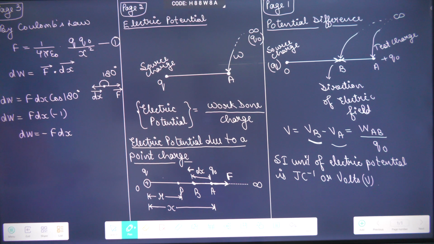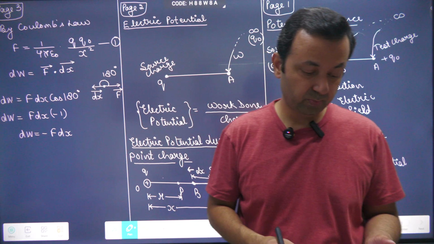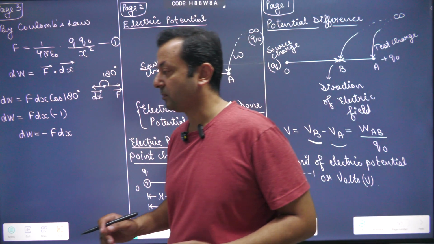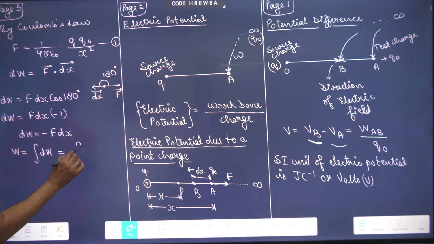Okay. Now the total amount of work done in moving the charge q naught from infinity to the point P. If I have a small amount of work done dw and I want to calculate the total amount of work done, then W is equal to the integration of dw. Now what is dw? dw is minus f dx.